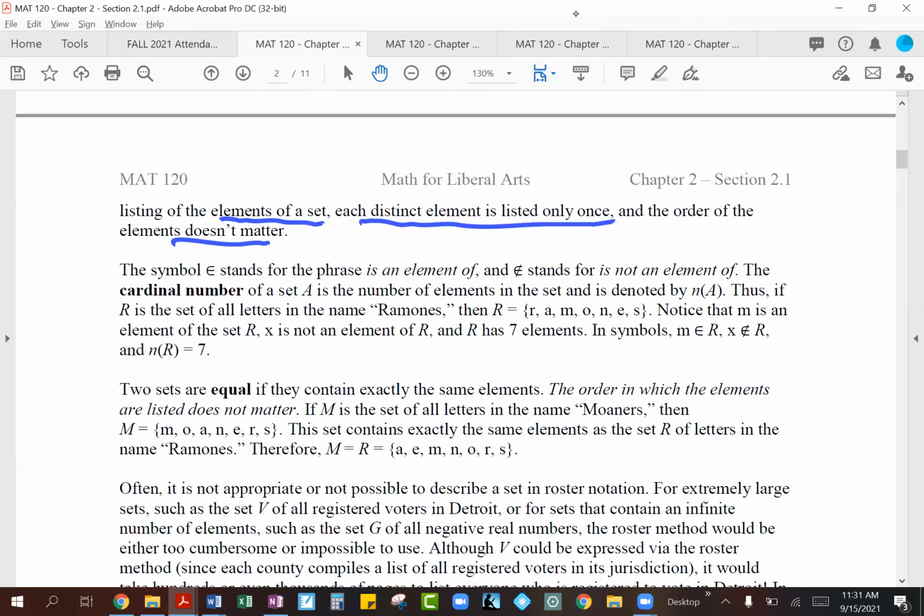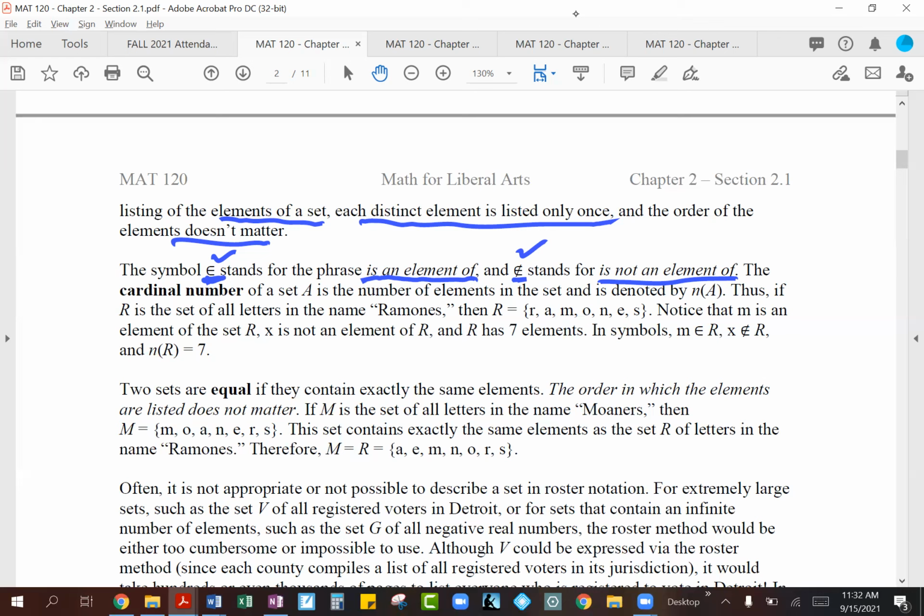Another symbol that we use here is to show that this is an element of. You can see it looks like an E, but it's not exactly an E. And this stands for is an element of. If you put a little line across that symbol, that means this is not an element of. So again, just 2 symbols to show that this value or this object or this thing is an element of set A, or this object is not an element of set A.